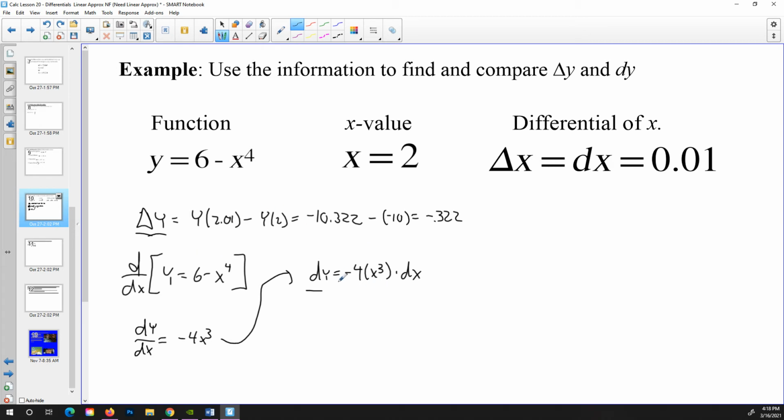And so to calculate that, we're going to plug in those values again. So 4, and then we'll have 2 to the third, and then we'll multiply by our differential, which is 0.01. And when you put that in your calculator, it ends up being negative 0.32. And you can see again, we're only off by a very small amount. We're only off by 2 1/1000ths, which isn't too bad.